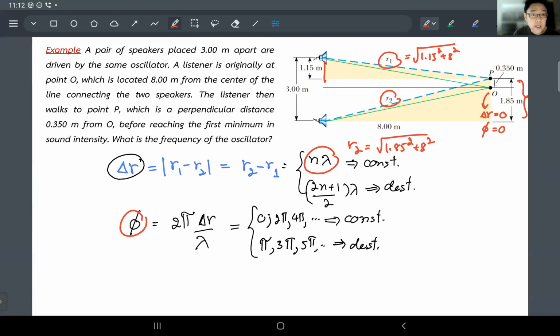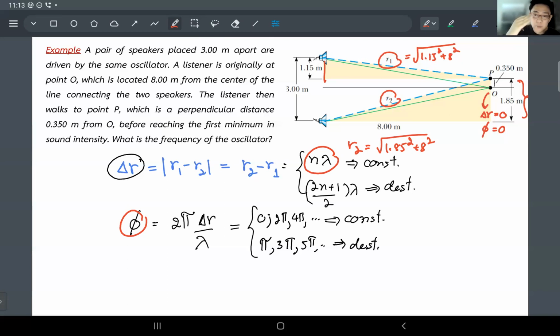Now let's come back here a little bit. What about the conditions of this one? The condition of this problem, they say, when you walk from O to P, you experience the first minimum. So what is the clue? You're starting from point O. Point O is definitely going to hear loud sound because it's a constructive interference, right? But then when you walk away from it, the level of sound will drop. It's quieter until you reach point P. At point P is your first minimum.